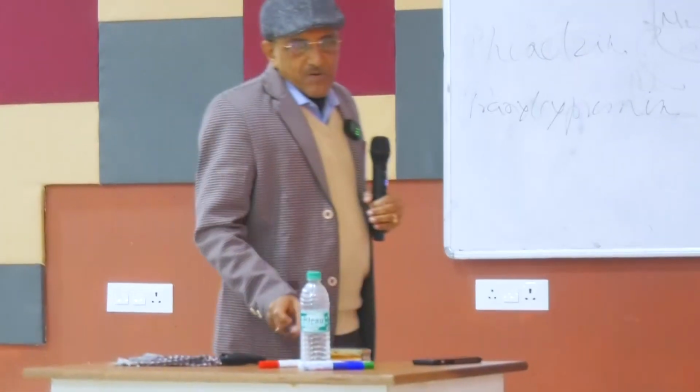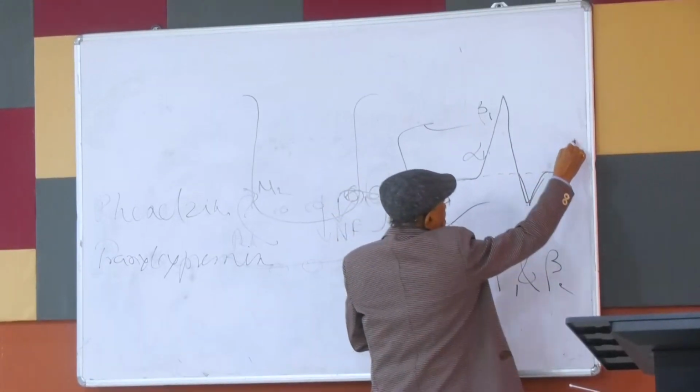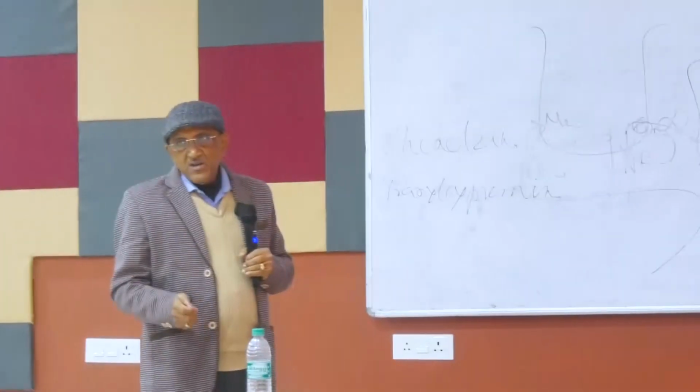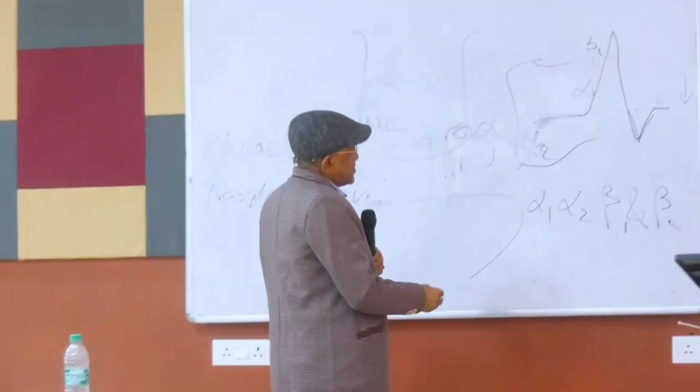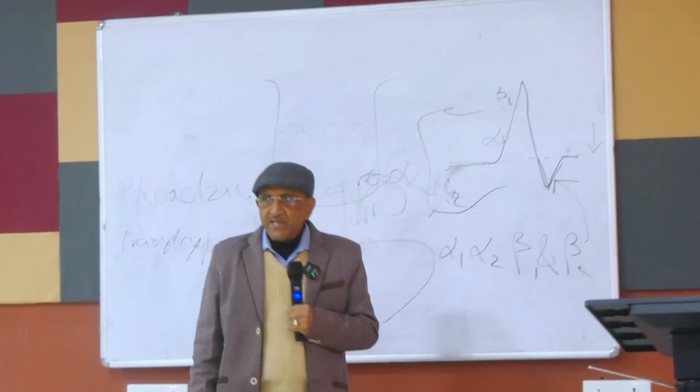When there is a lower concentration of drug in the blood, the beta 1 receptor will not be activated, only the beta 2 receptor will be activated. That will give rise to vasodilatation and a fall below the baseline.